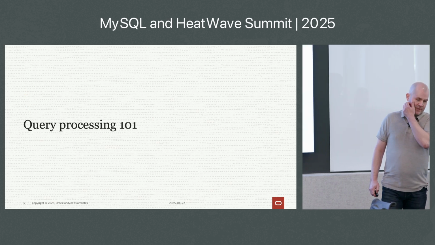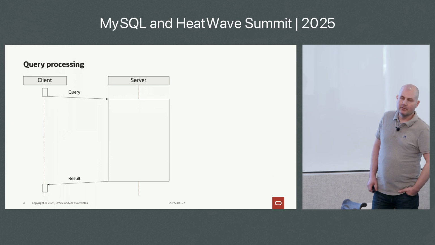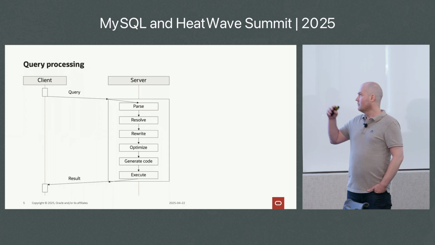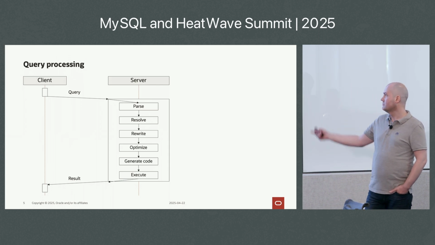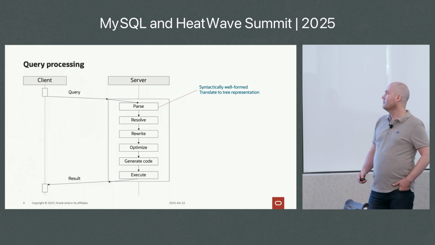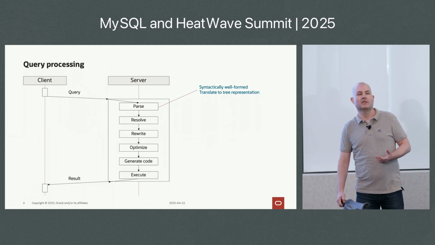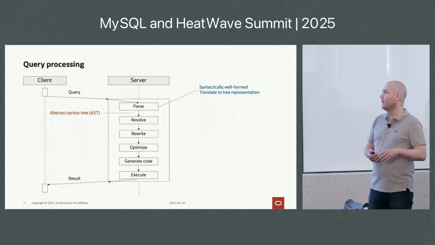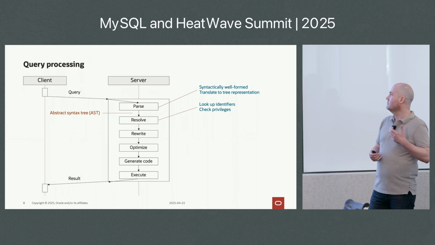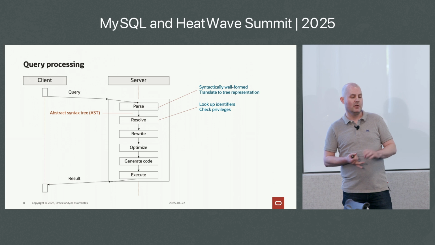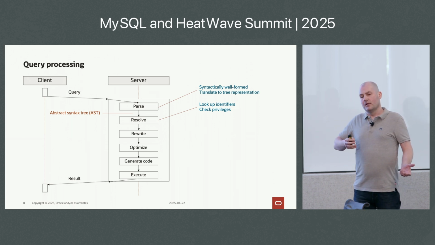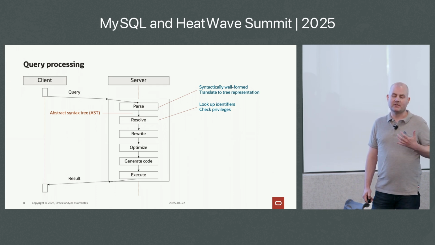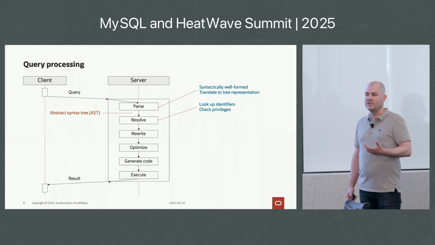So let's start with query processing. A client sends a query to a server that does some processing and sends back a result. The textbook version of how to do this is that you parse it, meaning that we check the SQL syntax, make sure that it's syntactically valid. Then we create an AST that we do resolving on. We look up all table names, column names, check that you have the privileges for that, figure out which data types these columns are in, and so on. And after that, we have a query that we know is semantically correct. It makes sense to execute this.